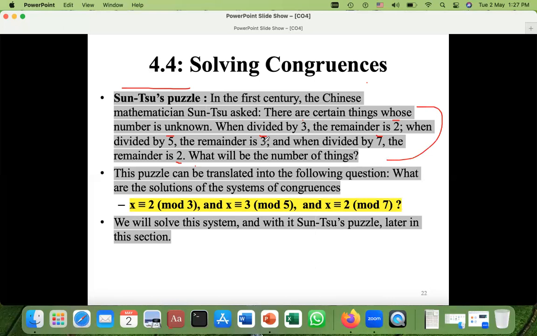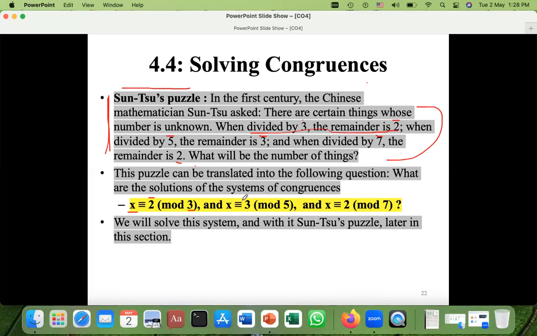So if that is the situation, we can convert this whole story into a form of a question, because he's talking about congruences. For example, how you can convert this whole story into the form of congruences. Here he said that number is not known, which is x, and when you divide that number with 3, you will get 2 as a remainder. So this is x congruent to 2 mod 3. This is that statement which he has given here.